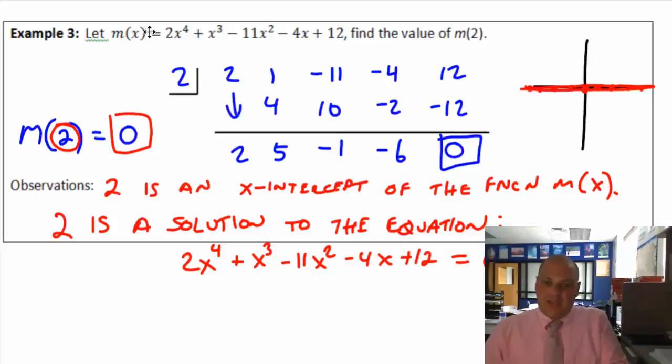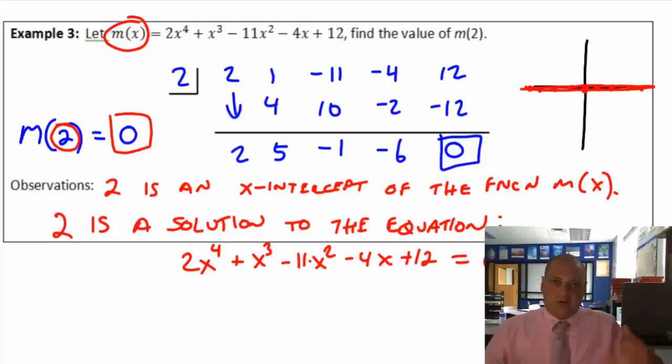Okay, because basically m of x is 0 when we found the x value for that. When x is 2, that's when the m of x is going to be 0. Okay, so 2 must be a solution to this equation when the equation equals 0. That's when they say the equation equals 0, the function equals 0. The function equals 0 when the y equals 0, because the y is the function. That's kind of, think of it like that.